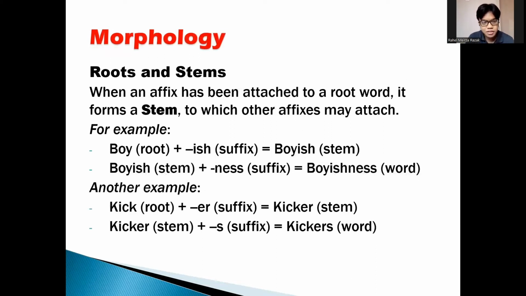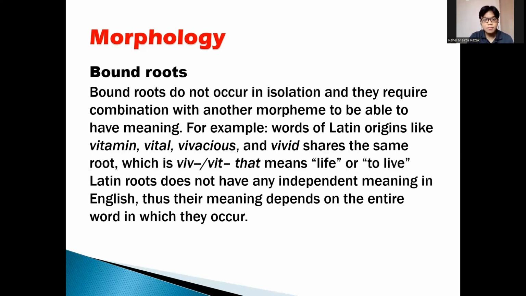Next, roots and stems. When an affix has been attached to a root word, it forms a stem, to which other affixes may attach. For example, the root word boy attached to the suffix ish became boyish, and boyish is a stem. And then boyish, the stem, may be attached by the suffix ness and became boyishness, which is a word. Here is another example. The root word kick added the suffix er became kicker, which is a stem. Kicker plus the suffix s became kickers. It's a word.